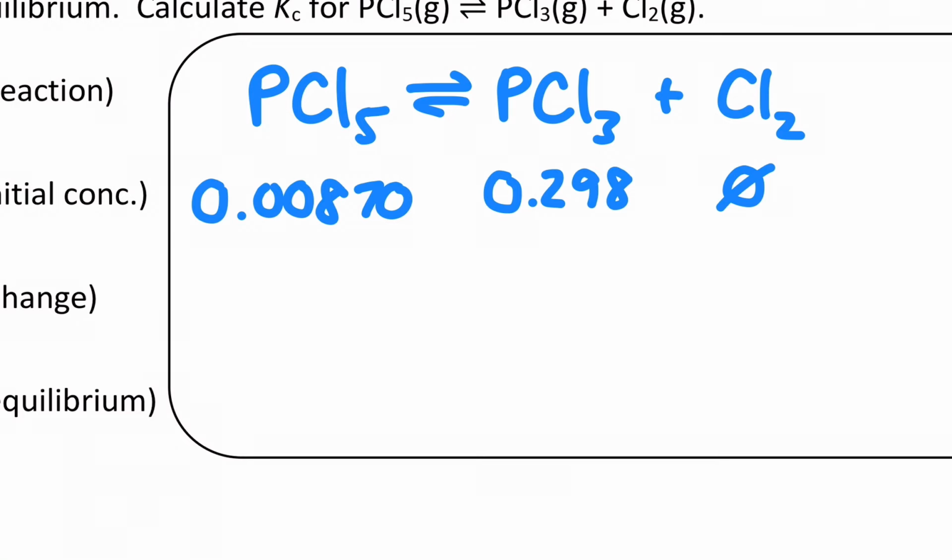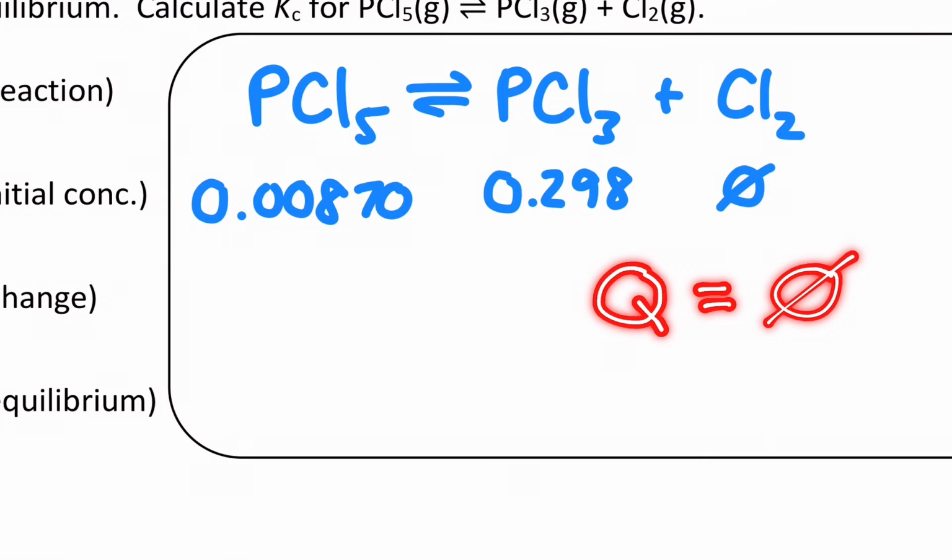This reversible reaction is not currently at equilibrium. Remember in the previous lesson we looked at calculating Q. We could actually do that right here. Q is the same expression, it's products over reactants. Well, one of my products is currently 0, so Q is actually 0 right now.